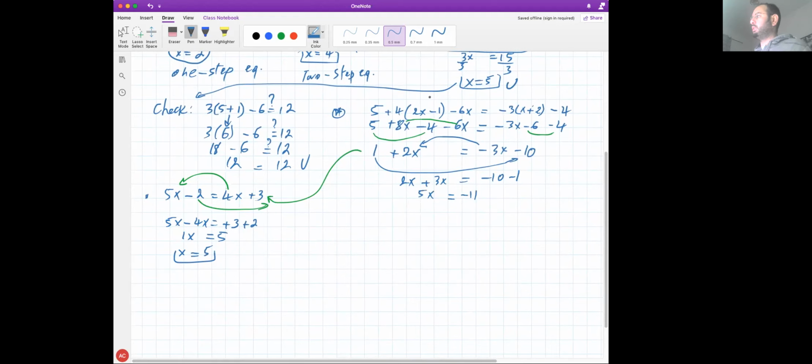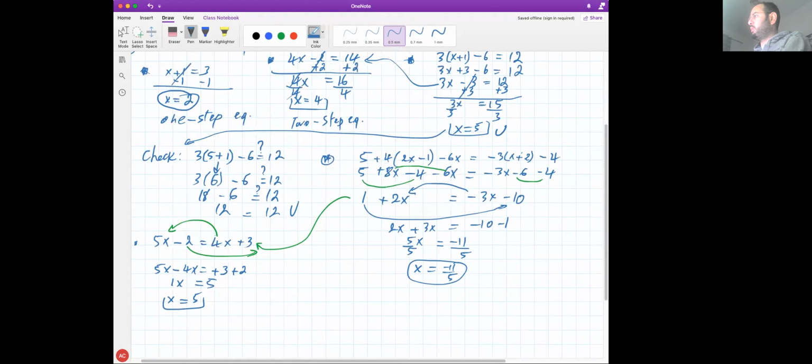Okay, so simplify each side first, which we did. Then move x's to one side, numbers to the other side. These are the 2 main steps. One last step to get the x by itself. What do you do? We need to divide both sides by 5, so we cancel the 5, and it will be negative 11 over 5. So even though it was a long equation, it didn't take that long. It took us 1, 2, 3, 4 steps in a very long equation.